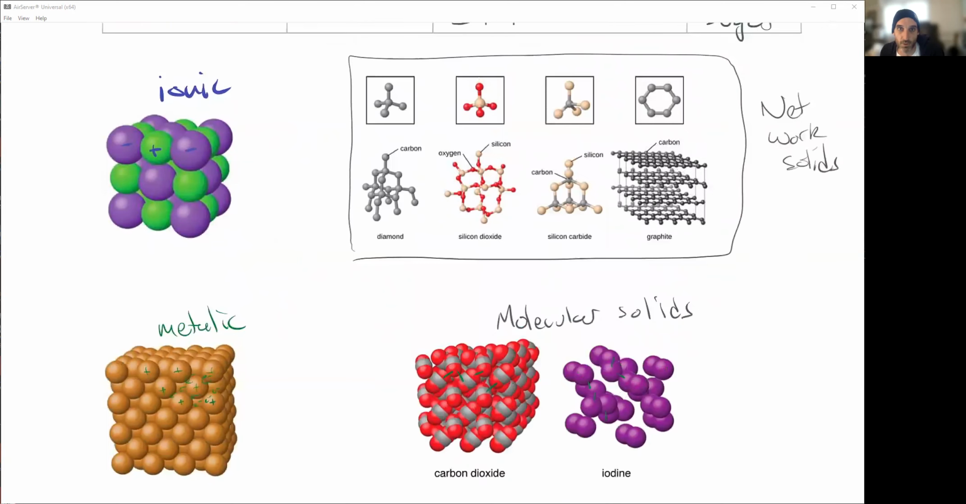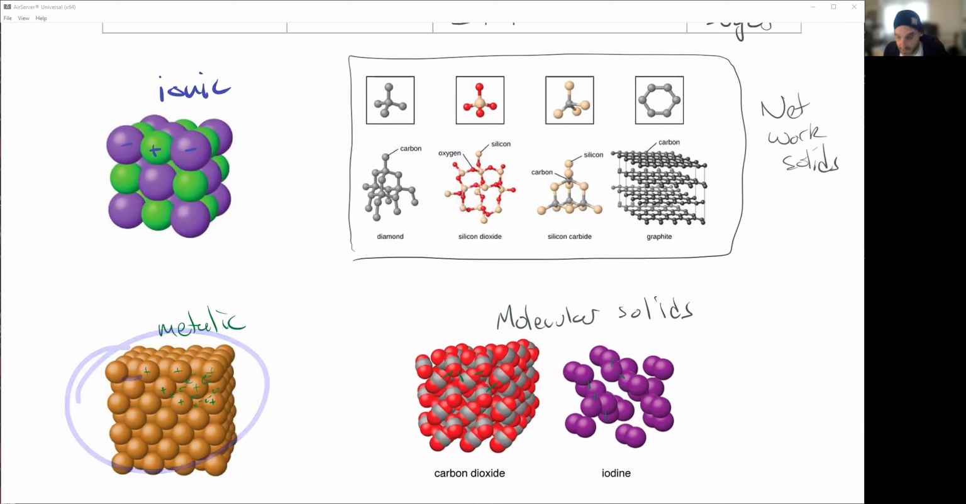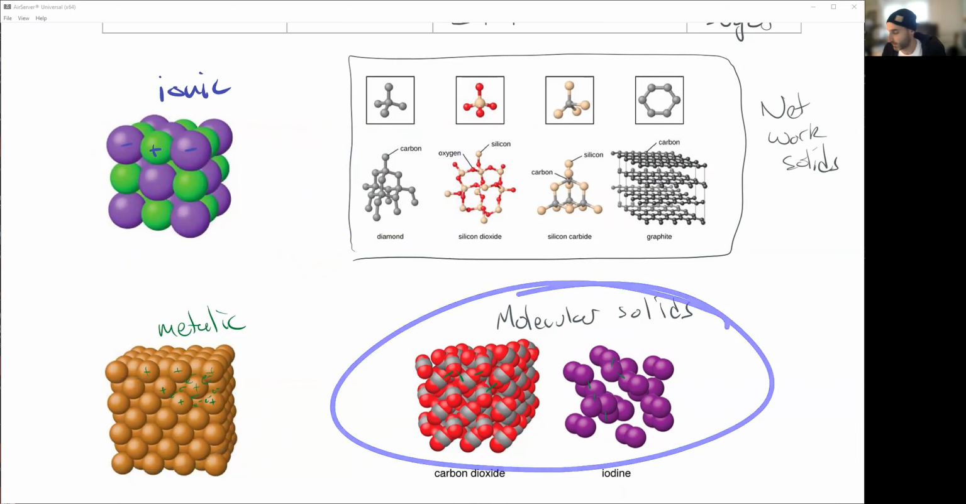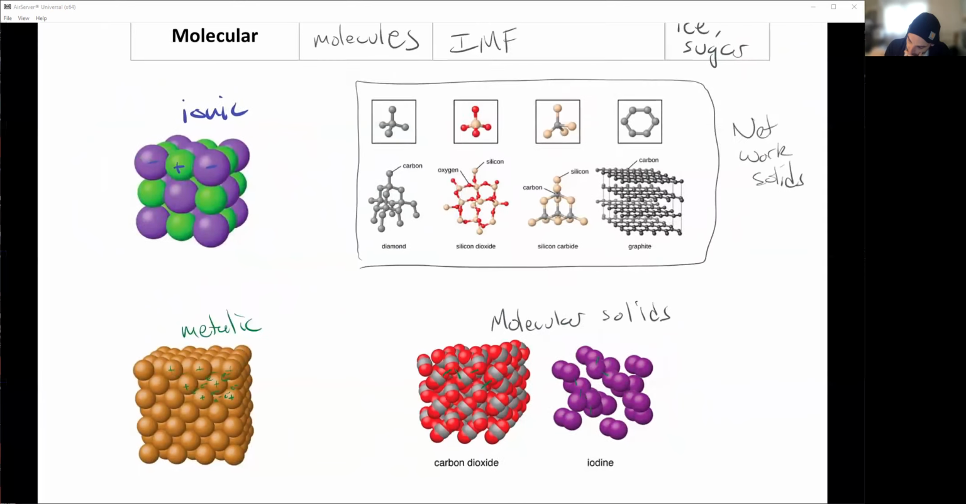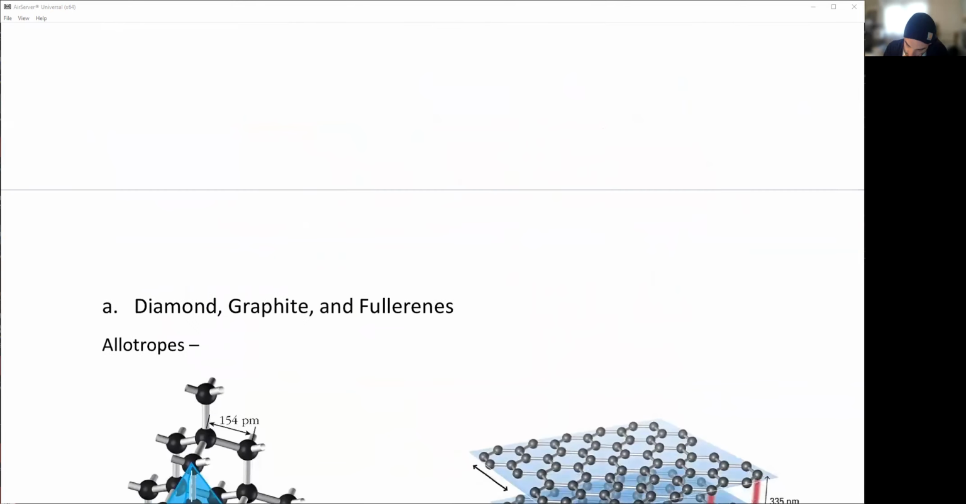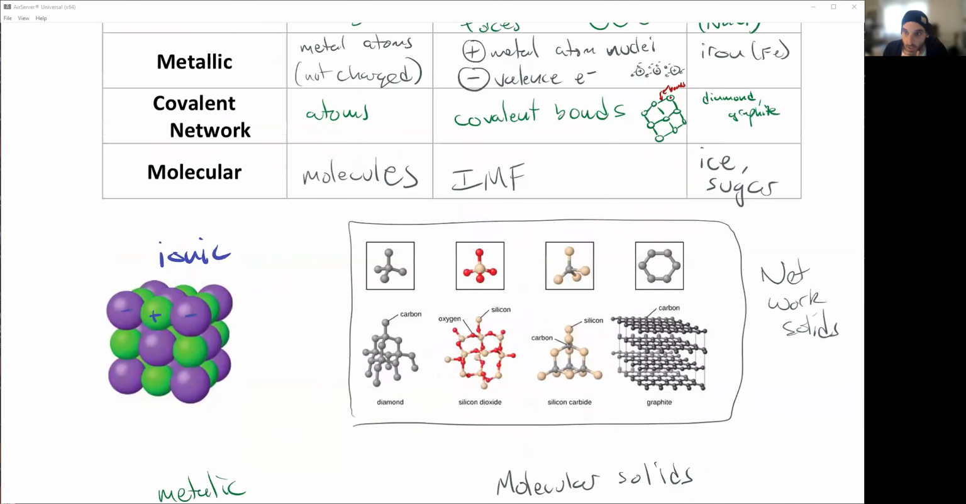Again, the individual units kind of give away what it is. We have two different ions in the first one. We have a bunch of covalent bonds in this next one. This is all the same, so it has to be metallic. And then finally, these molecular solids, which is molecules held together. So yeah, all right. So that is the different types of solids that we are going to discuss.